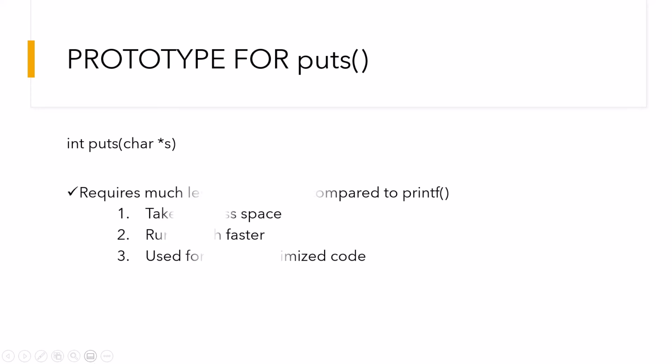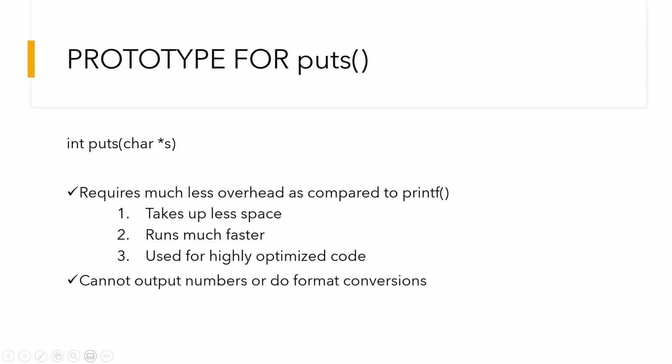Now puts requires much less overhead as compared to printf. It takes up less space, runs much faster, and is used for highly optimized code. But how is all this possible? It's possible because it cannot output numbers or do format conversions like printf can, right? Also, it returns end of file if an error occurs.